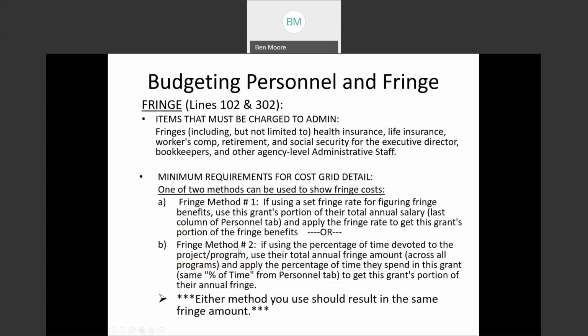The second method is if you use the percentage of time devoted to the project or program, and you take that percentage and apply it to their annual fringe amount across all programs. So in this method, you would essentially calculate their total dollar value of their fringe benefits separately, and then you would apply the percentage of time that they're spending on this grant to that amount. Either method you use should result in the same fringe amount.